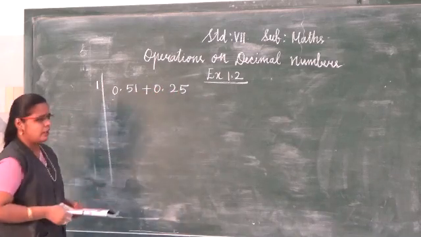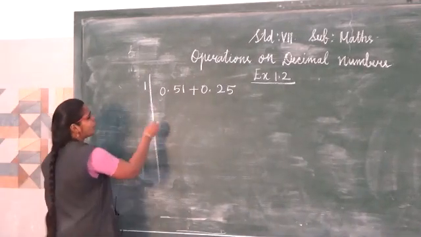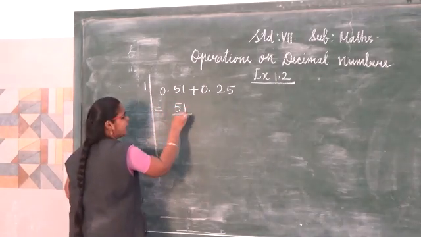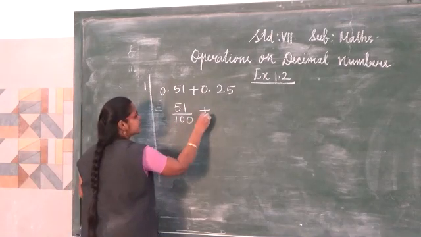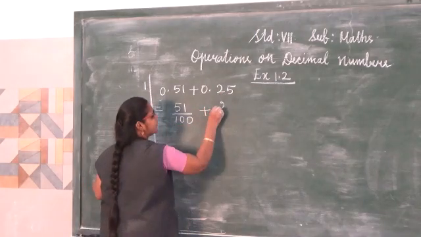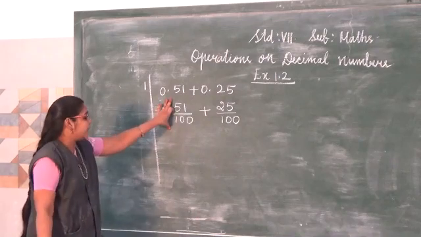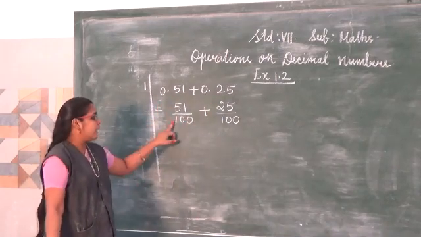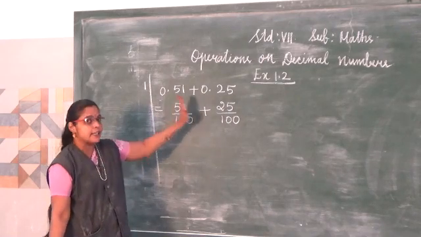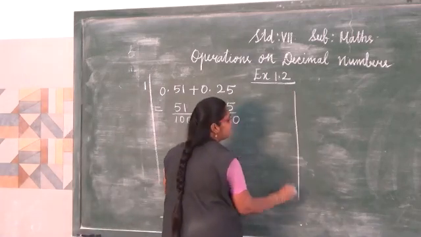0.25. So after the decimal point you have 2 digits. So how will you write this one? In the fraction 51 by 100, plus 25 by 100. You have to write it in the grid in the fraction form. They have asked in the question to use the grid method. Grid method means you have to draw the box.